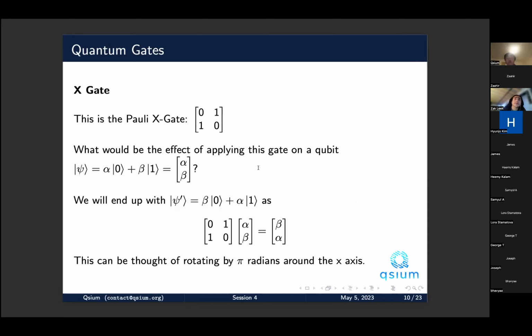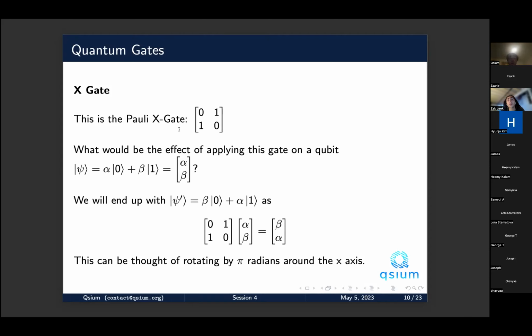What would be the effect of applying this gate on a qubit, ket psi, the general expression for a qubit? If you apply this matrix 0, 1, 1, 0, you get the amplitudes alpha and beta, where alpha is the amplitude for ket 0 and beta is the amplitude for ket 1. It turns out the amplitudes get swapped using the X gate, which is the equivalent of the classical NOT gate in a quantum sense.